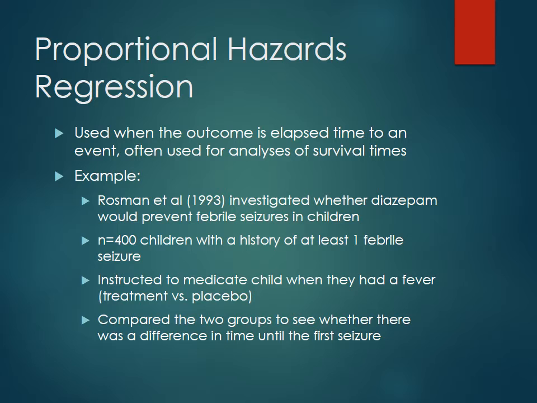If you're looking at something like children having febrile seizures, you can look specifically at the study in 93 where they were looking at diazepam. It's a benzodiazepine we'll talk more about in Pharm 2, whether or not that would prevent febrile seizures in children. Basically they had 400 children who had a history of at least one febrile seizure in their past, and they were instructed to medicate the child when they had a fever. So they had children in the treatment group who got diazepam, and children in the placebo group who got nothing. They're comparing the time until patients developed a seizure. By comparing the two groups, you can see whether there was a difference in the time until the first seizure.